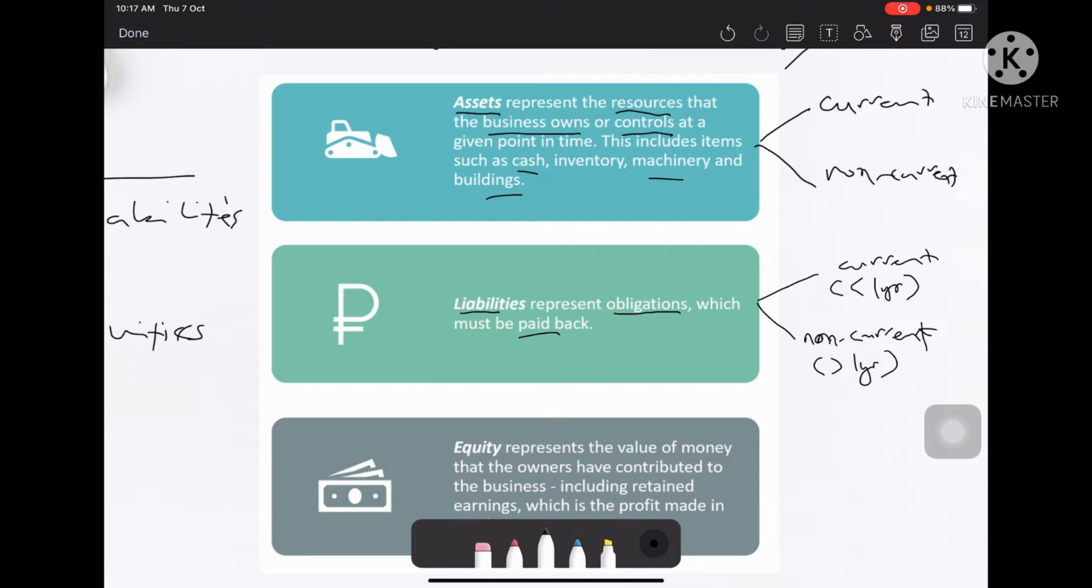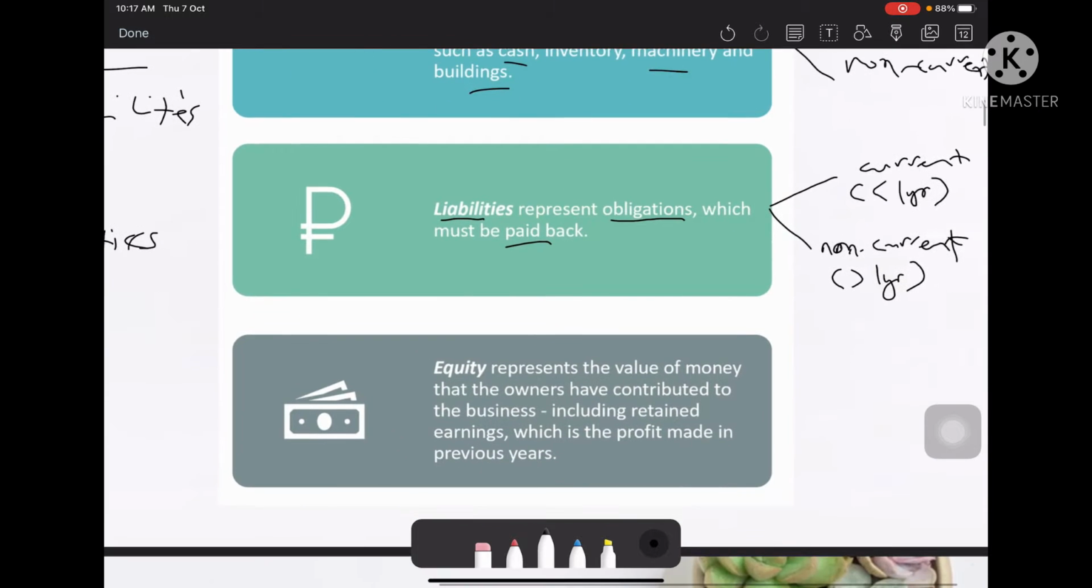And then the equity is the capital. The capital represents the value of money that the owners have contributed to the business, including retained earnings, which is the profit made in the previous year. As I said just now, it is basically a capital. It could be in terms of the common stock, preferred stock, and then sometimes there is a retained earning, which is the accumulated profit from year to year.